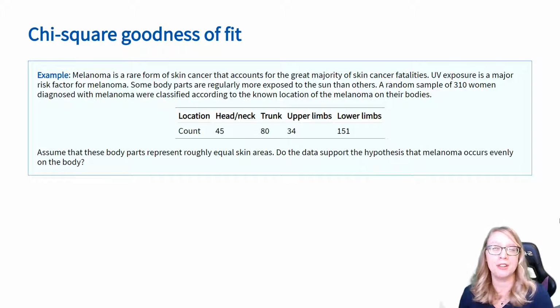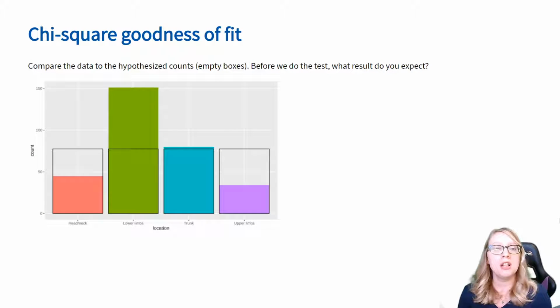So here's our thought. Do the data support the hypothesis that melanoma occurs evenly on the body, so is equally likely to occur on these 4 regions? Our null hypothesis is that the melanoma occurs according to this distribution, so occurs equally likely on all 4 regions. Our alternative is that it's not. In this bar chart, I've added boxes that represent that null hypothesis. These empty boxes represent the model that we'd like to compare to.